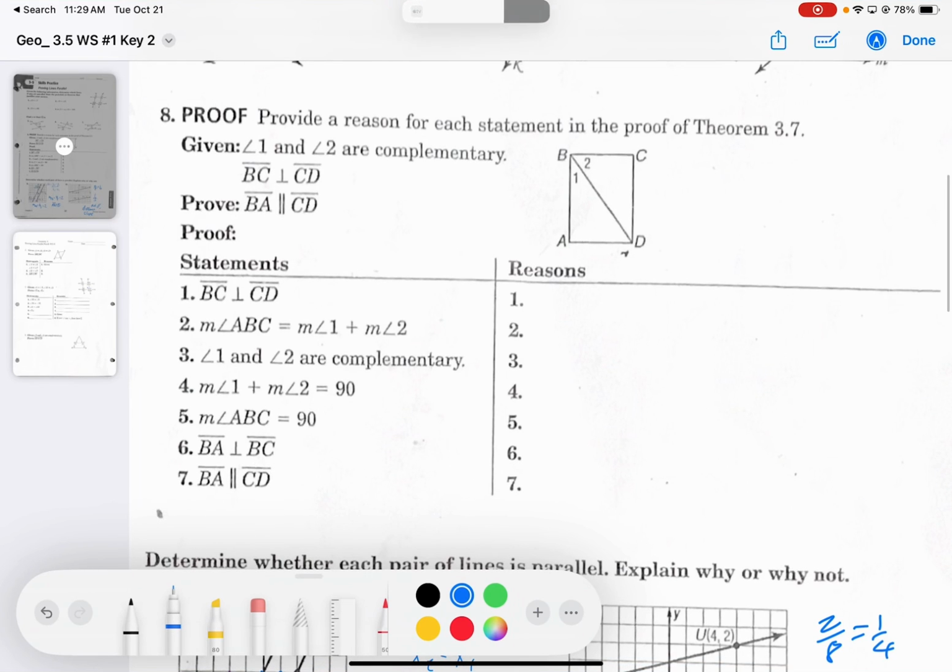Number 8, first one, let's look at this one. So it's given that the two angles are supplementary, and then it's also given that the lines are perpendicular to each other. So we want to prove that those lines are parallel. Okay? All right, so what am I doing for number 1? Given.